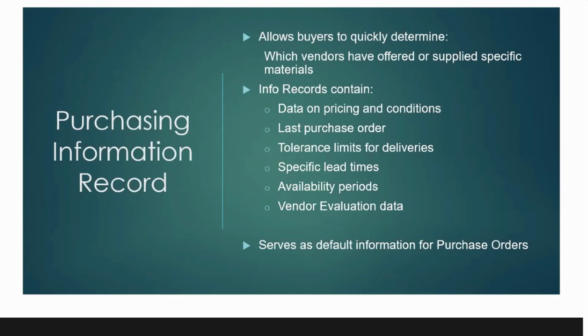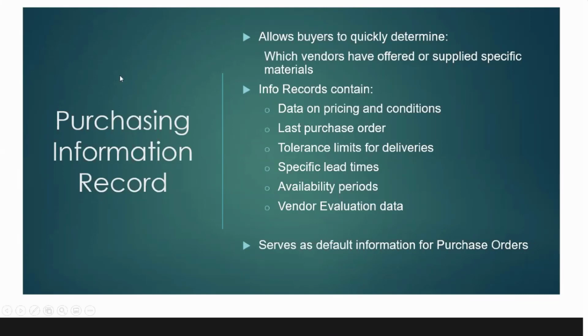Availability periods. Maybe some vendors say this material is only available from this month to this month. Vendor evaluation data. Maybe I can evaluate this vendor based on this material. When I bought the HP 2020 from Algeria, maybe the delivery was not good, or maybe the product was not good. So I can evaluate this. I said I will give him 1 star. I was not happy.